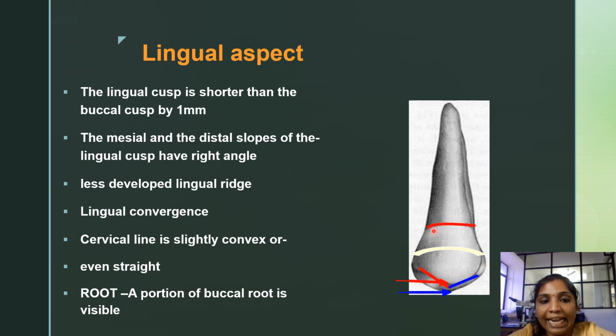Cervical line is slightly convex or even straight, and root, a portion of the buccal root. Here you can appreciate a portion of the buccal root from the lingual aspect.